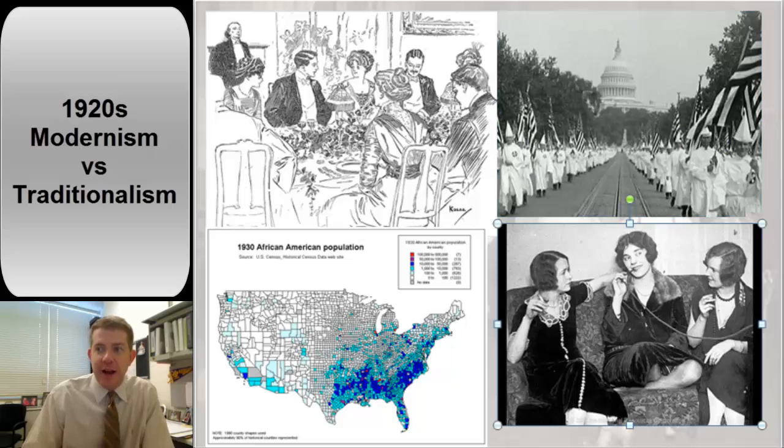And this is representing an idea of modernist thinking with what we call the flappers. There were women in the 1920s who were trying to shed what society was trying to put on them as the expectations of what a woman and what a woman's life should be. They wanted to be independent. They wanted to have their own way of thinking. And we see that in this image right here.